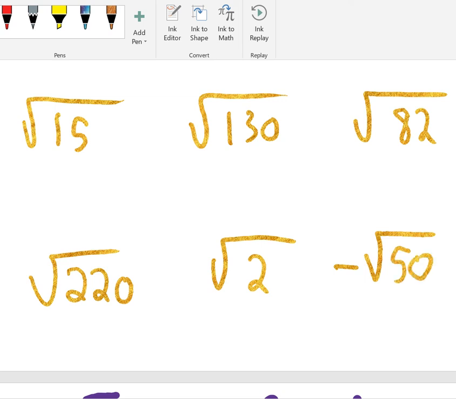Notice how I put that negative sign on the outside of the radical symbol. Until you get into 11th grade, you can't have a negative sign under the radical sign.